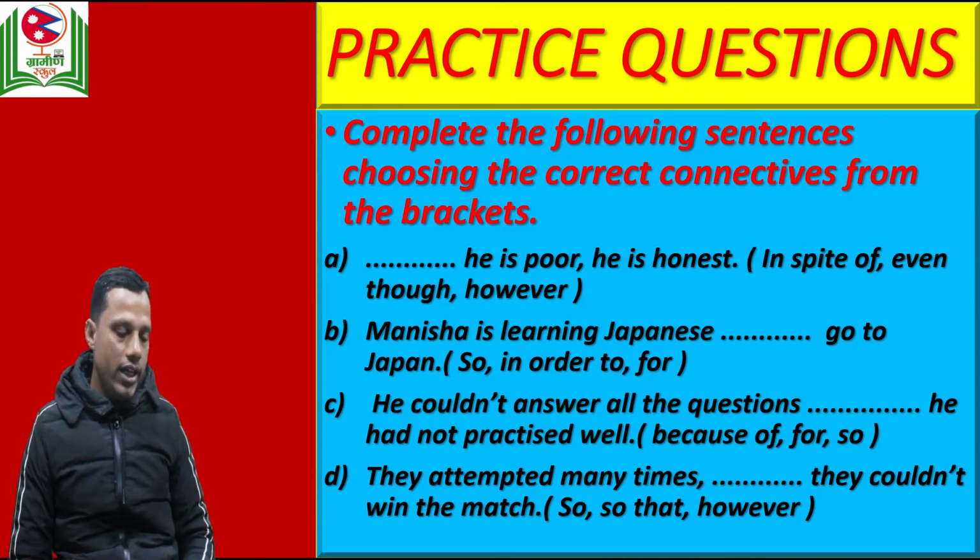Number D, they attempted many times. They couldn't win the match. Now, can you guess? We have the options: so that, however. Yes, you are right. However. They attempted many times. However, they couldn't win the match.